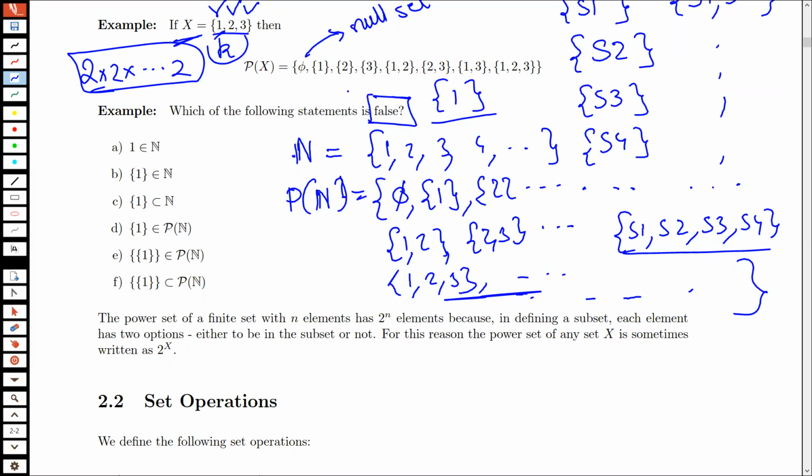Sir, I have a doubt that in F, why is there a double brace? I'll clarify it. We'll clarify it.